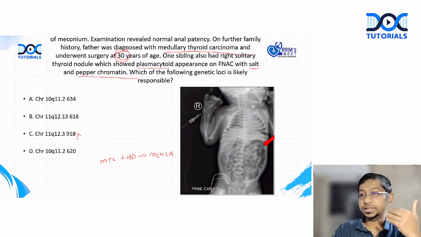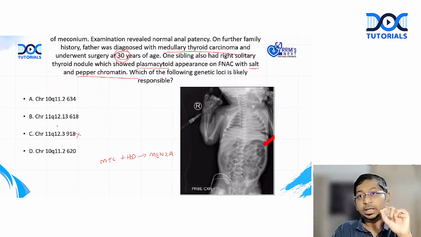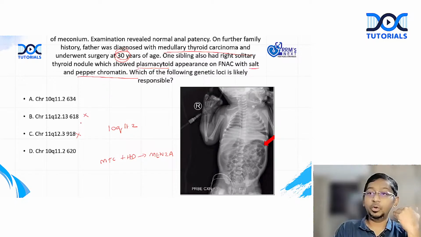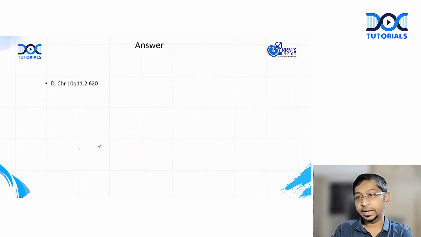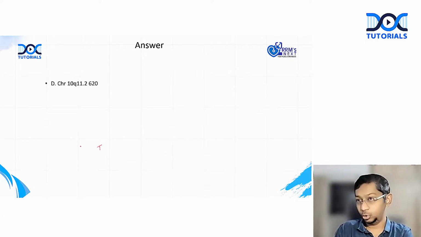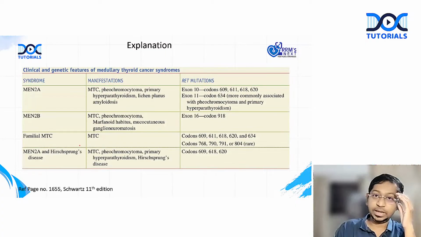So now we have different options: 634, 618, 620. If you look at MEN 2 syndrome, both MEN 2A as well as MEN 2B involve the RET proto-oncogene, which belongs to the locus 10q11.2. So straight away, again, this option is ruled out. Now, when you look at 634 versus 620, the correct answer here is chromosome 10q11.2, codon number 620. This is a question that I picked up from PLAB.